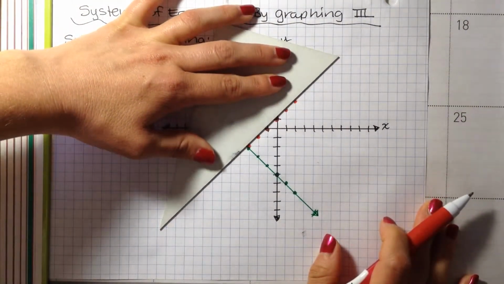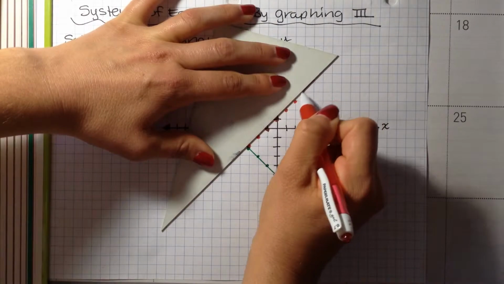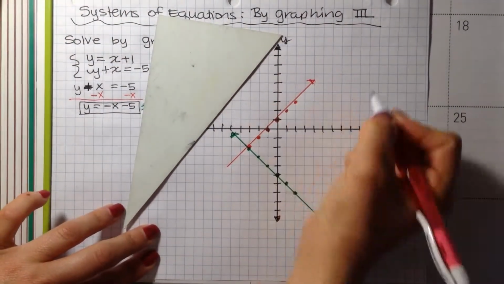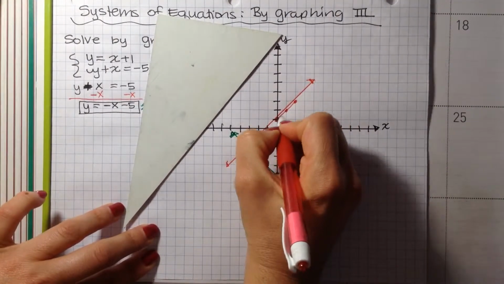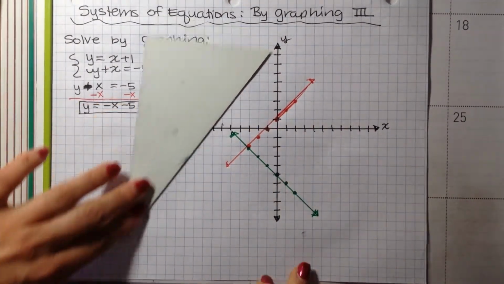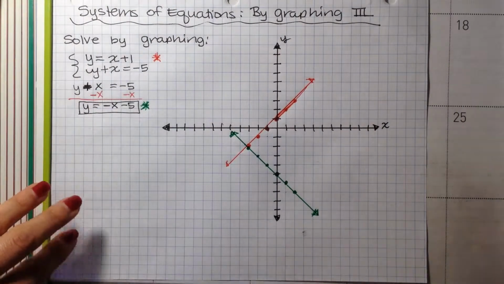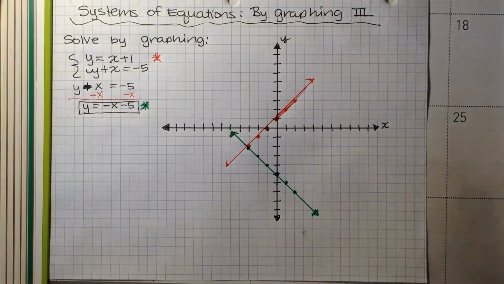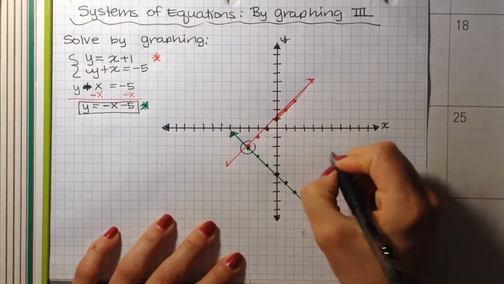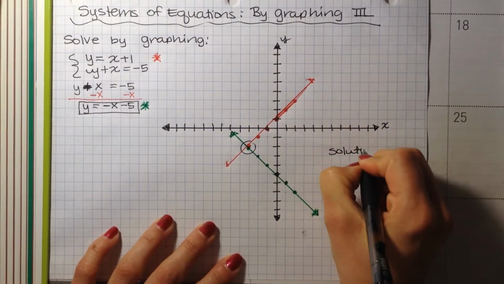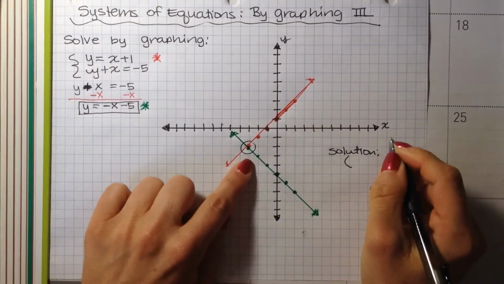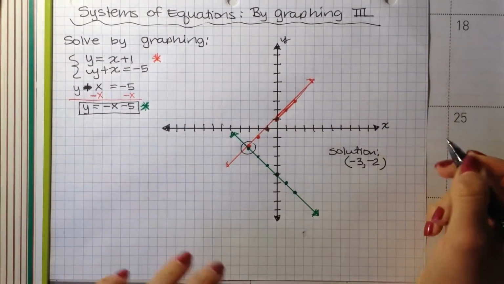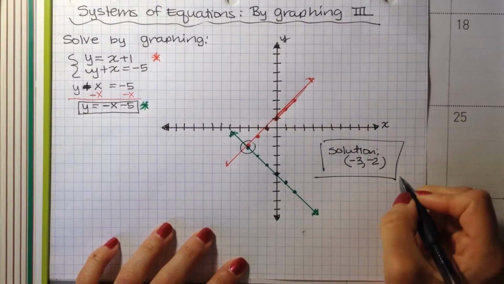I hope you guys can see this. Okay, so we have our two lines. The solution would be where they intersect. And so our solution would be right here. And we need to write the ordered pair, which we said is (-3, -2). Okay, so that's our solution, but we want to make sure this is correct.